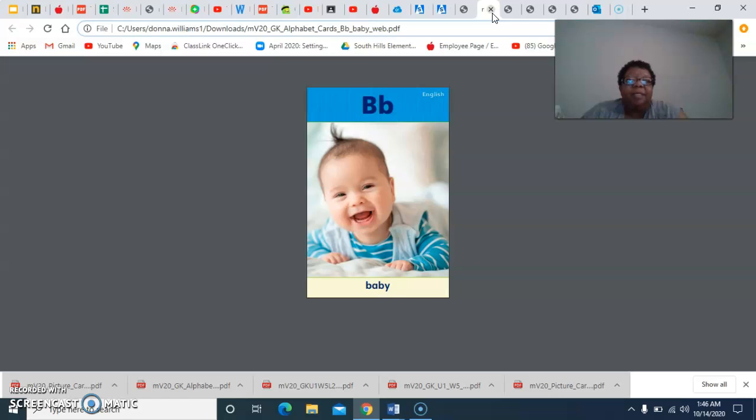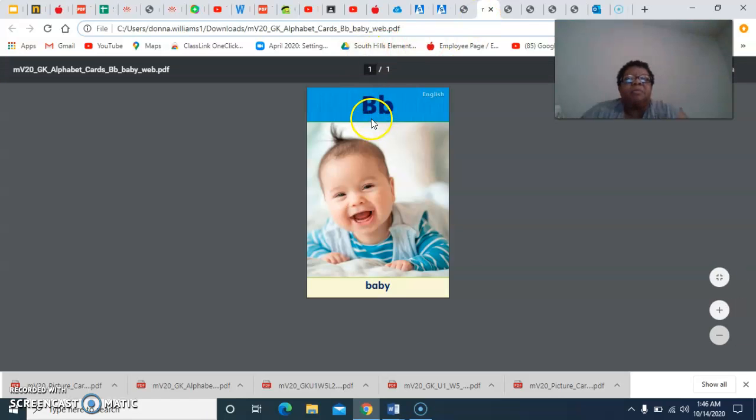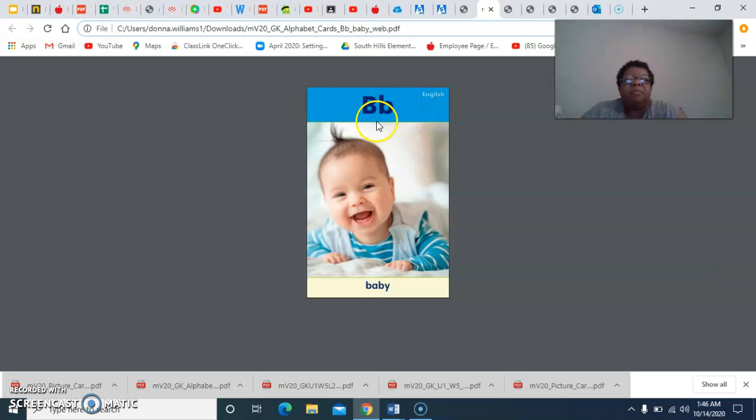The next picture I have, baby. Look at that happy baby. And we have the capital B or the uppercase B, the lowercase b, and then we have the picture of the baby, something that starts with B, and then we have baby. Any of you have any babies at home? Baby sister, baby brother, maybe a baby cousin, maybe a family member that has a baby. So baby, baby, b, baby. So that's something that starts with B.